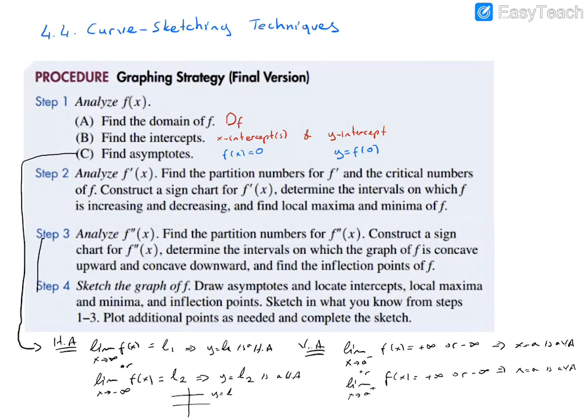As an application of this procedure, let's sketch the graph of one function. Actually, I will solve a question from a past year exam. f of x is x squared plus 1 over x plus 1. So I will sketch the graph of this function.